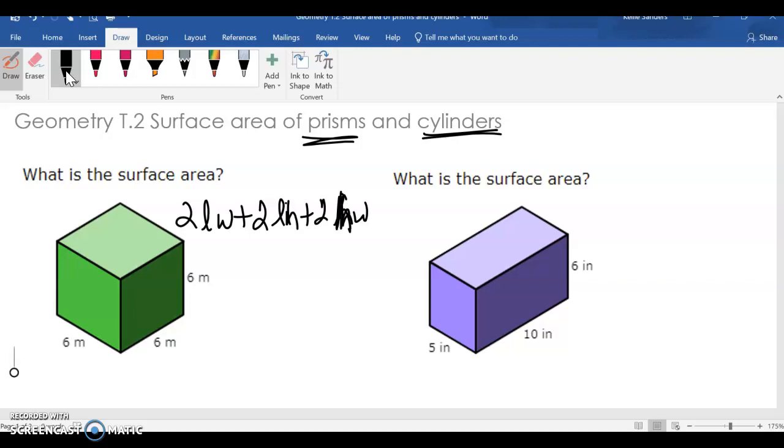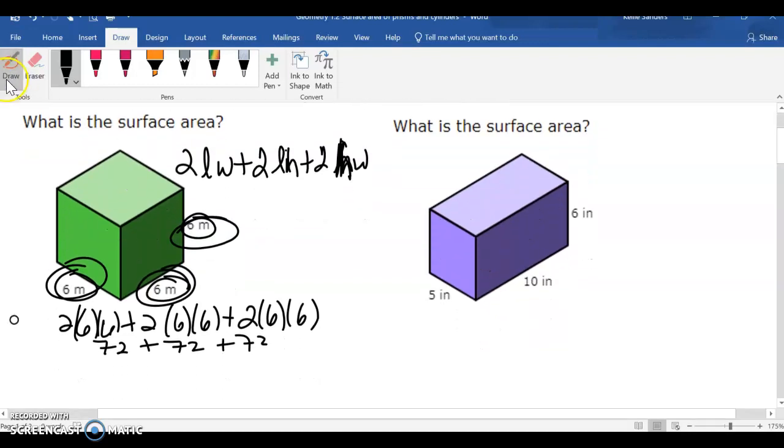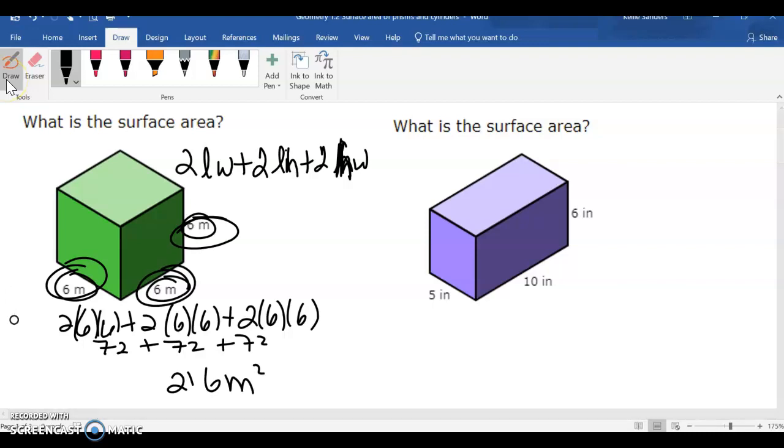Okay, so 6 times 6 times 2, that was those two 6s, plus 6 times 6 times 2, which would be those two 6s, and 6 times 6, which would be those two 6s. That's 216 meters squared.